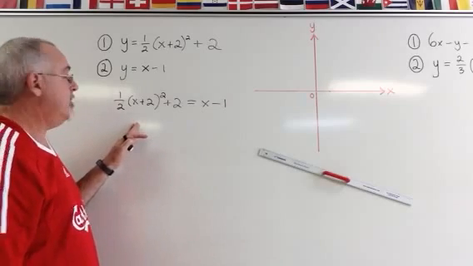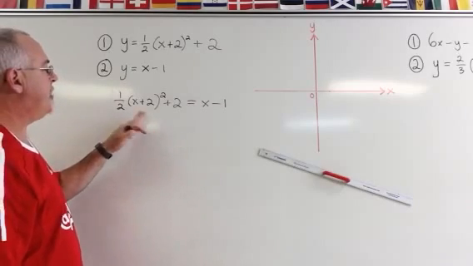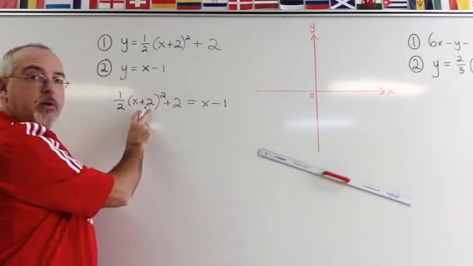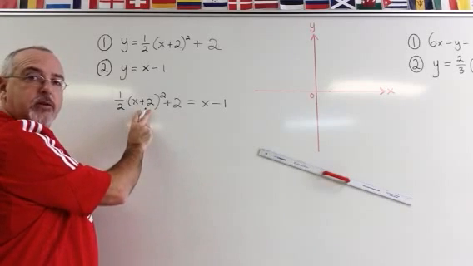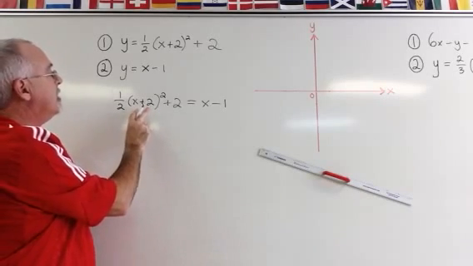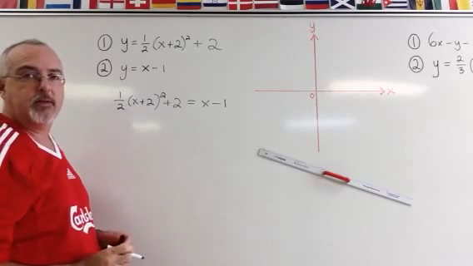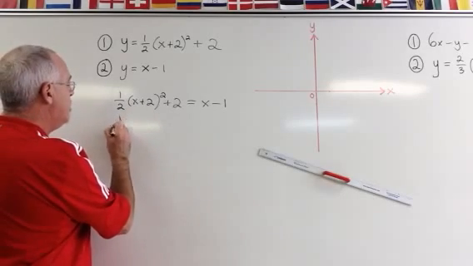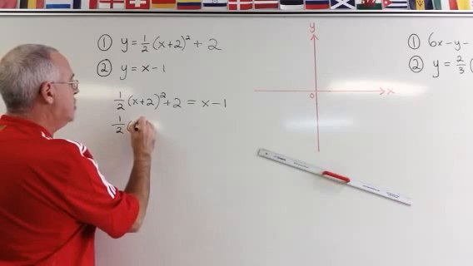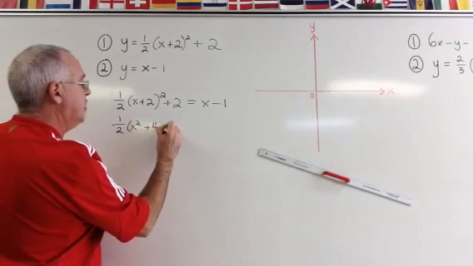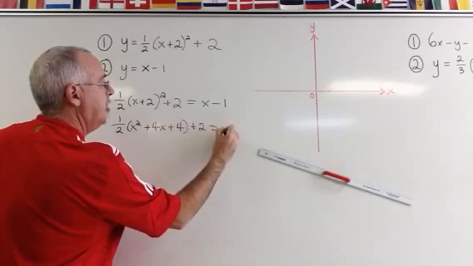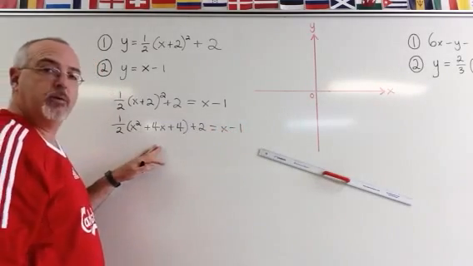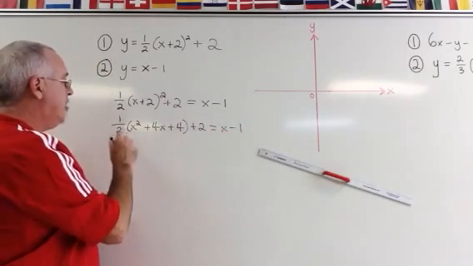The next thing to do is to apply some algebra. I'm going to square this binomial, and this is where the first mistake often creeps in. A lot of students are going too fast, and they think that the square of x plus 2 is x squared plus 4. Of course, it is not. It is x squared plus 4x plus 4. The next thing we do is we multiply each of the terms in the bracket by 1/2.